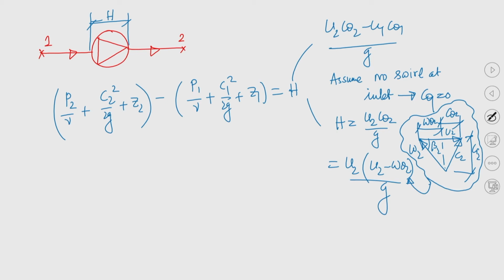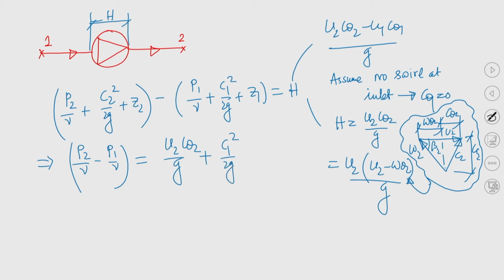Now, if we write this expression again, what we can write? We can write P2 by gamma minus P1 by gamma, and that is nothing but the pressure rise across the impeller of this pump. So, this quantity is nothing but H, that is U2 C theta 2 by g, right, plus C1 square by 2g minus C2 square by 2g.